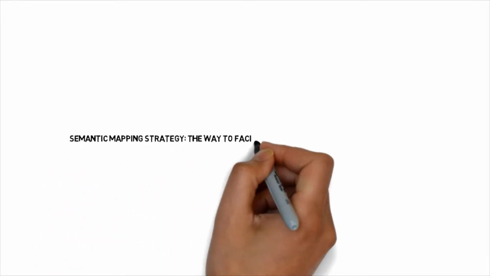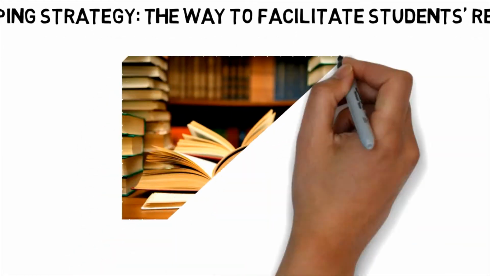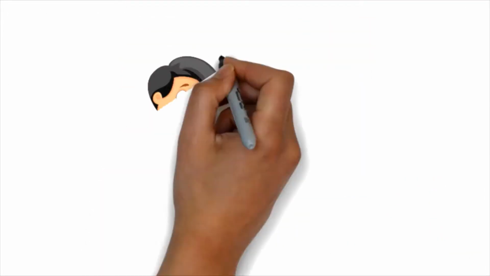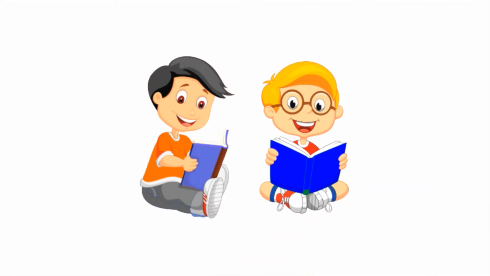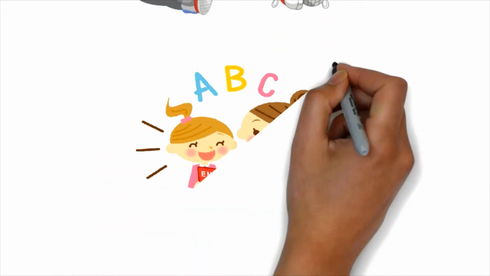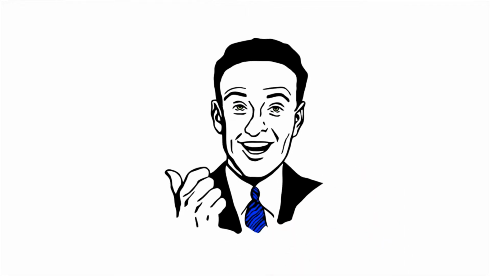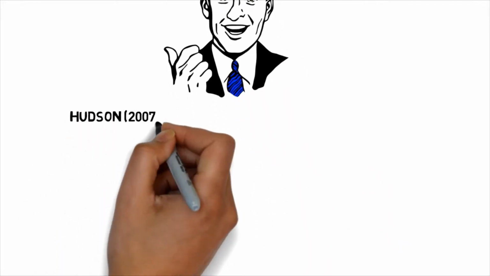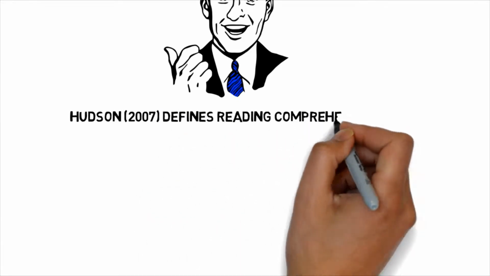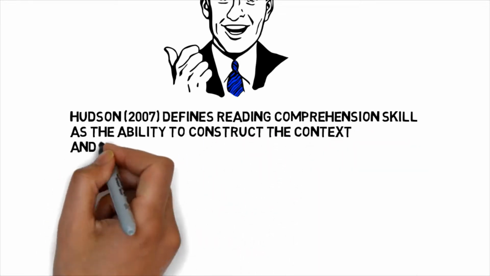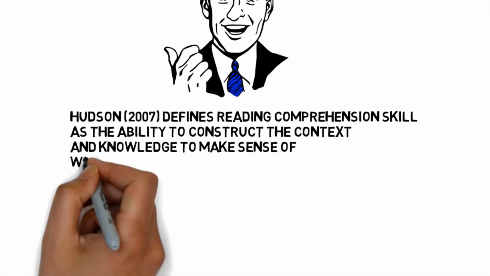Semantic mapping strategy, the way to facilitate students' reading comprehension. Reading comprehension is one of the four skills in language development. It involves language, interests, perceptions, concept development, and the whole experience and background knowledge brought by the readers. Hudson, 2007, defines reading comprehension skill as the ability to construct the context and knowledge to make sense of what is read.